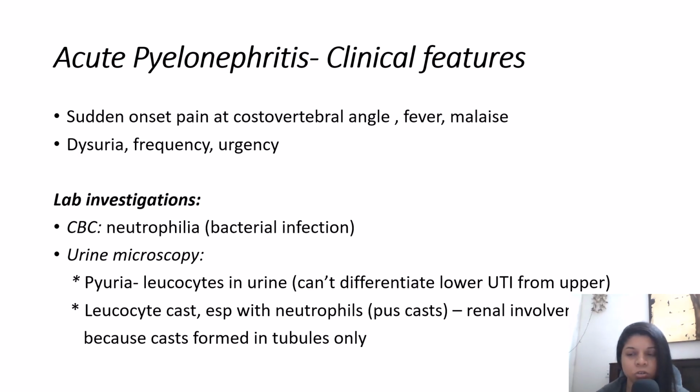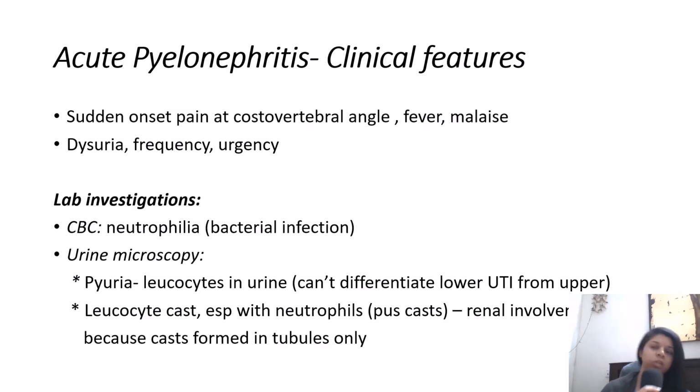Clinical features, as you all know, in UTI you will have painful urination and a burning sensation during micturition. So there is dysuria, that is painful urination, burning micturition, frequency and urgency. Frequency means you urinate more frequently, and urgency is that you cannot control the bladder. You want to go fast. These are normal UTI symptoms.